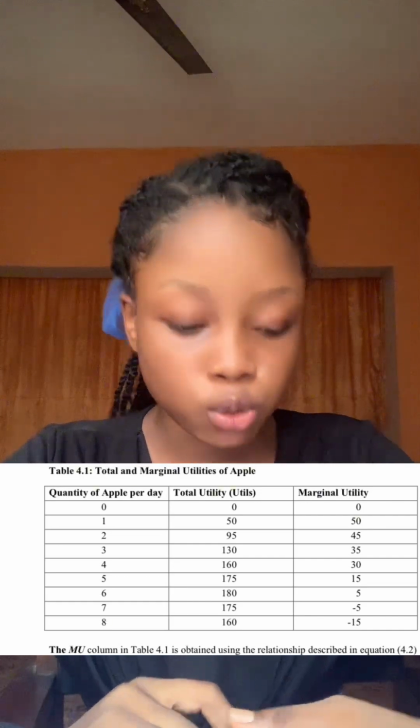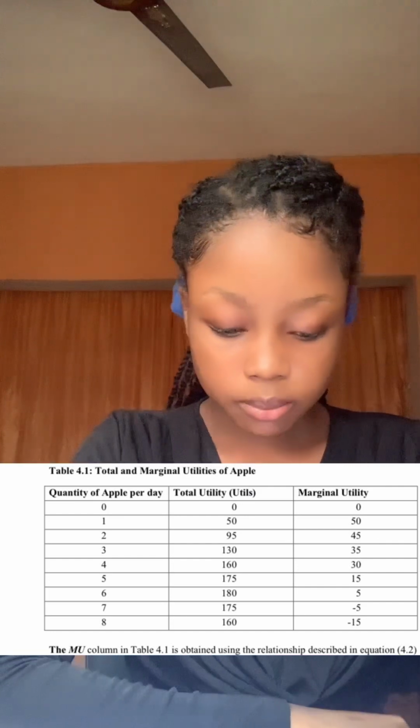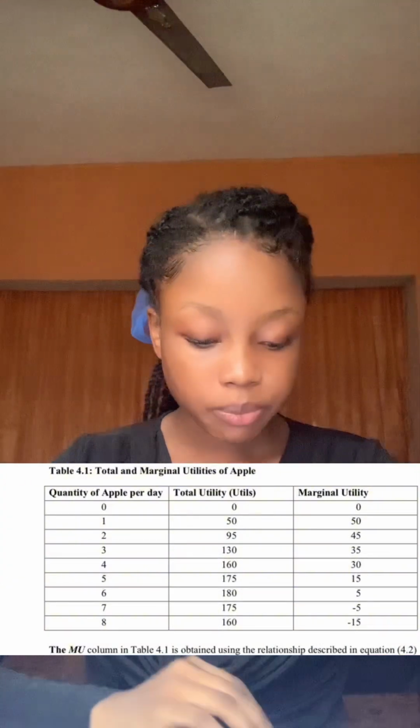Marginal utility, on the other hand, refers to the satisfaction derived by adding one more unit of a good or service to the amount of good consumed. Looking at the table below, we can see that quantity was 0 and total utility and marginal utility remained at 0 as well. When quantity increased to 1, total utility was 50 and marginal utility became equal to total utility. When it increased to 2 and total utility was 95, marginal utility became 45.